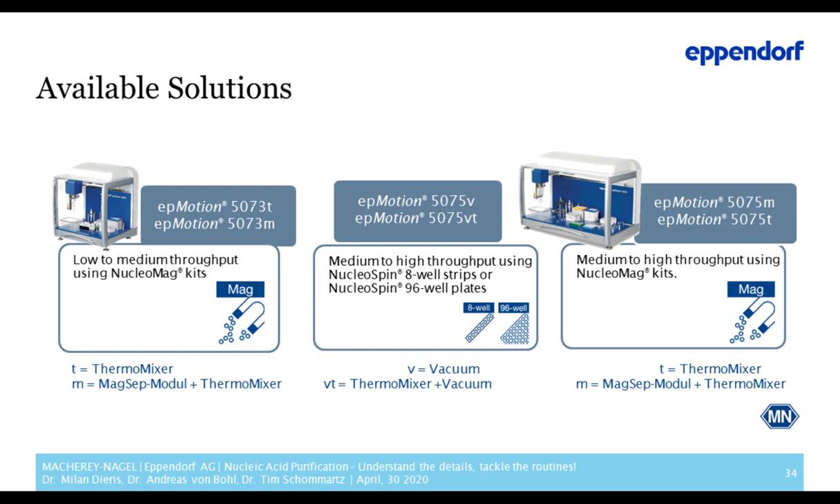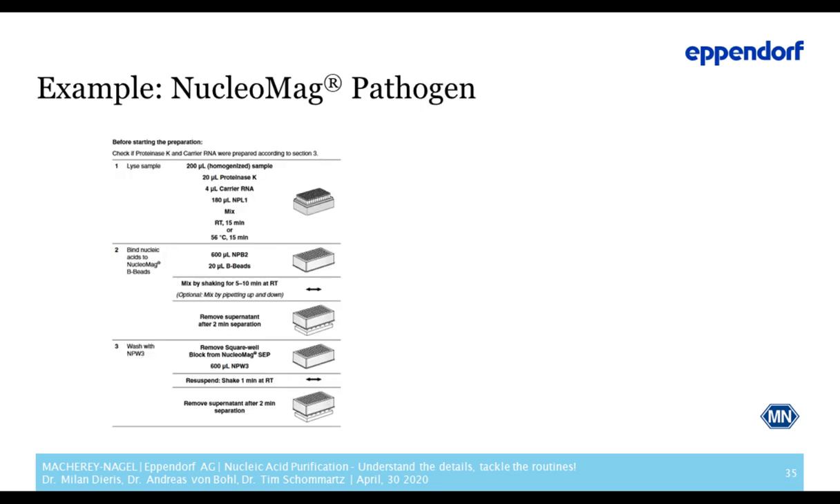One word on throughput: we were now phrasing that low to high throughput. Of course, the perception of what is a low and high throughput can differ very much. So usually it's best to talk about sample numbers, maybe sample numbers per hour or per day, because that helps in the discussion either with MACHEREY-NAGEL or also with Eppendorf to estimate what would be the best system for you.